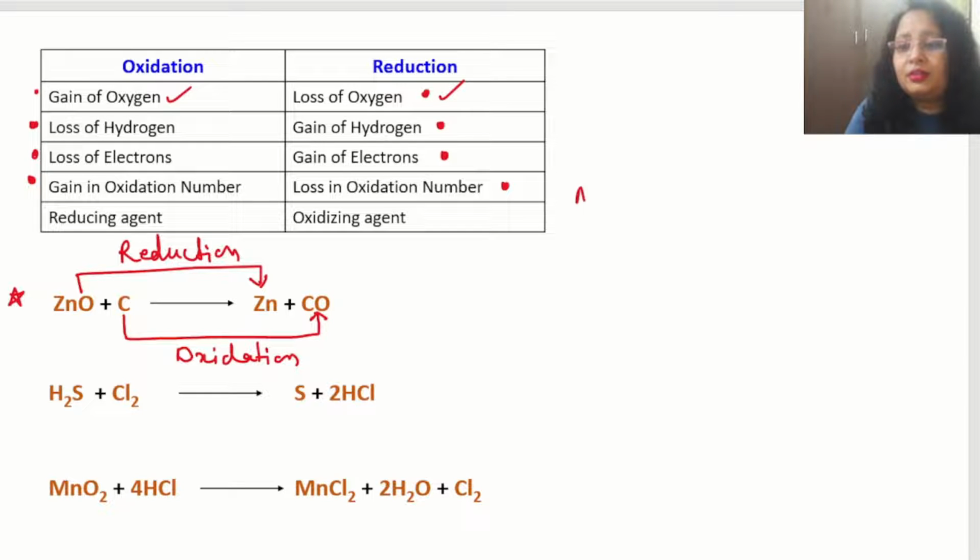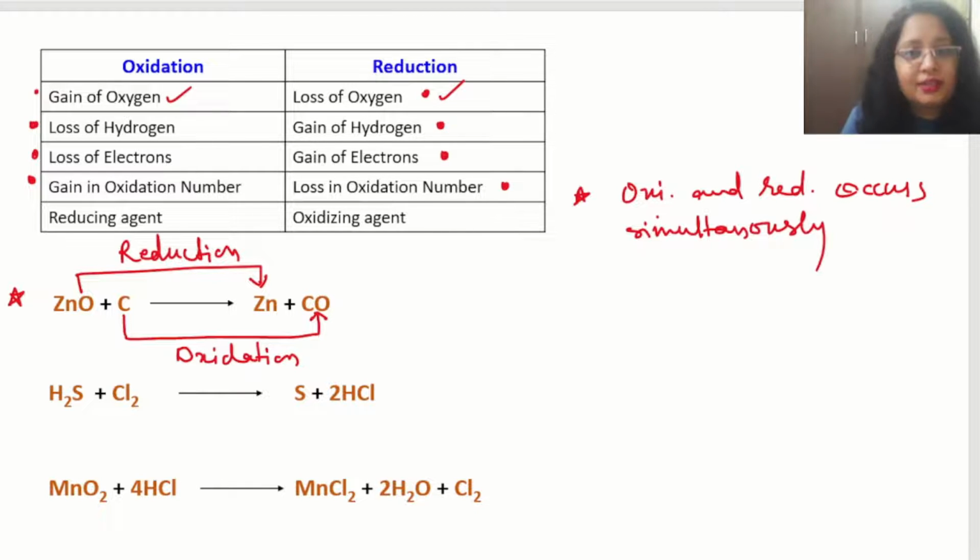There is a note that oxidation and reduction occur simultaneously. Always they occur together. Okay, if there is something oxidizing, in the same reaction something is reducing. And one more point, in this reaction we can say zinc oxide is reducing.